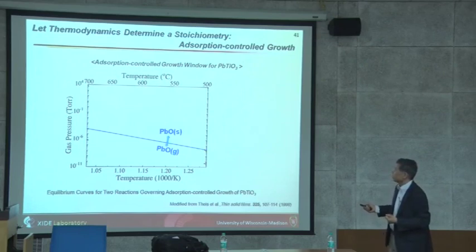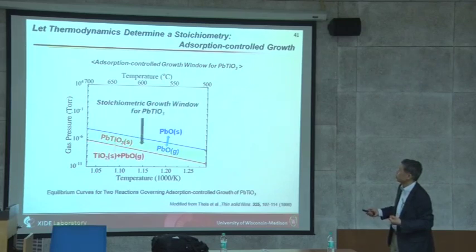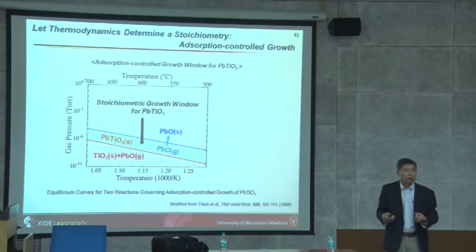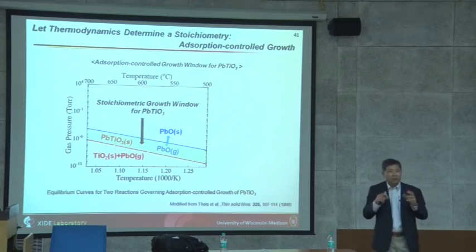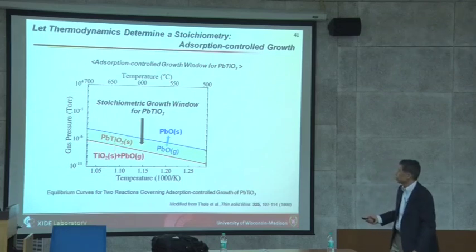So in this lead oxide window, the lead titanate grows depending on what kind of solid is on the surface, and you have a different region of the phase diagram. The stoichiometric growth window is quite broad here, and this is what we call absorption control. So it's very important that you understand thermodynamics and your growth. This is temperature and the gas pressure, in torr.